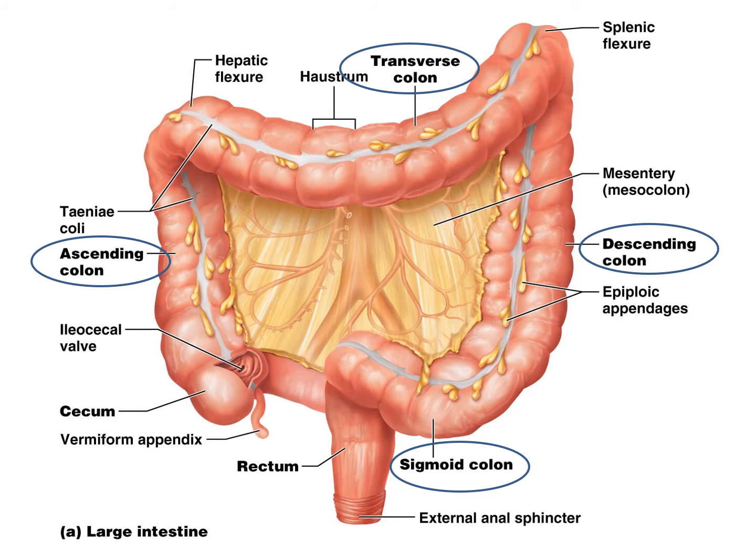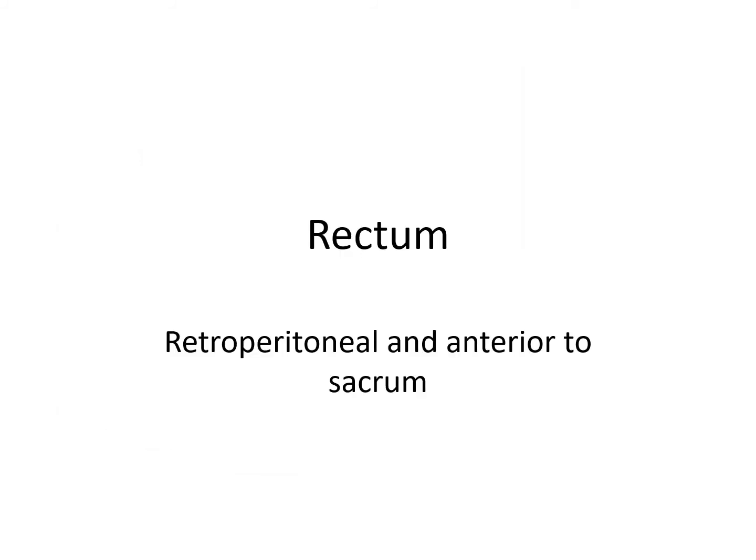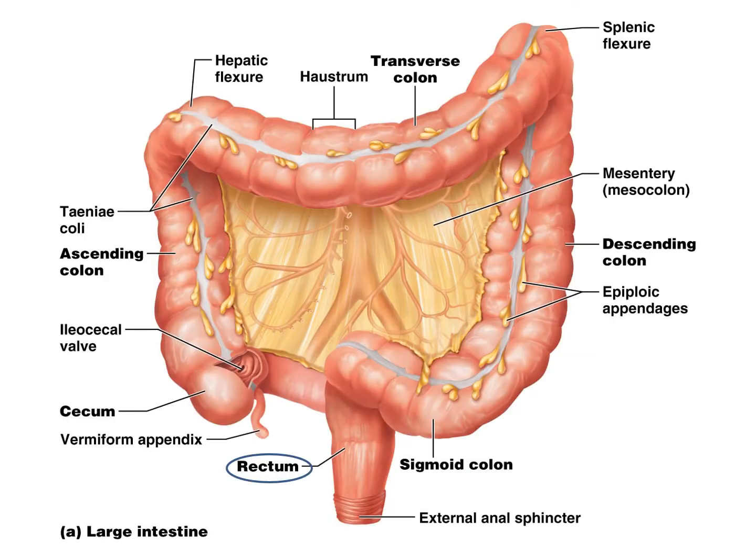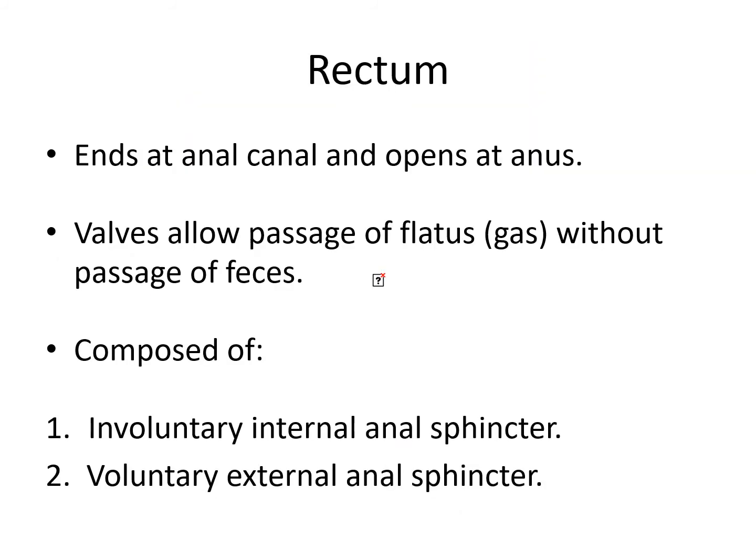And here are the four parts of the colon. Finally, the rectum is also retroperitoneal, and it's anterior to the sacrum. So here's the rectum right here. Now, the rectum itself ends at the anal canal and opens at the anus. So it's the very terminal section of the digestive tract. It has valves that allow passage of flatus or gas without passage of feces. And as many of you can expect, this might be a very important function.